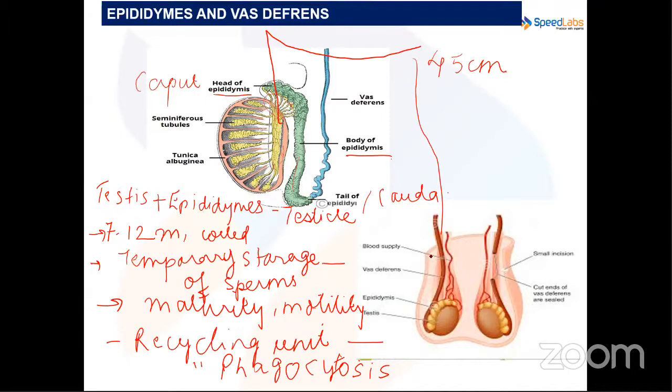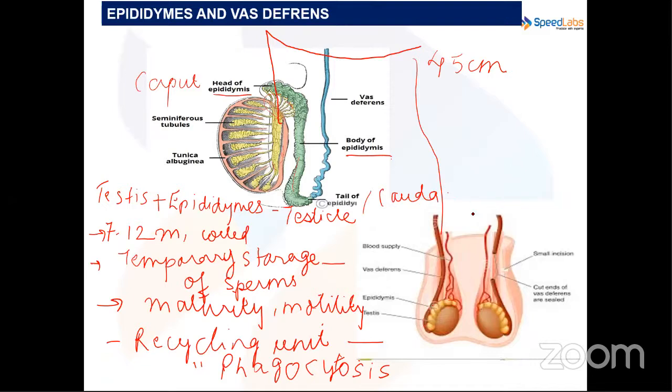They ascend. Ascend means going up, descend means coming down. So the vas deferens ascends along the posterior body of the epididymis through the spermatic cord, and then enters the pelvic cavity. Now inside the pelvic cavity, it makes a loop over the ureter.